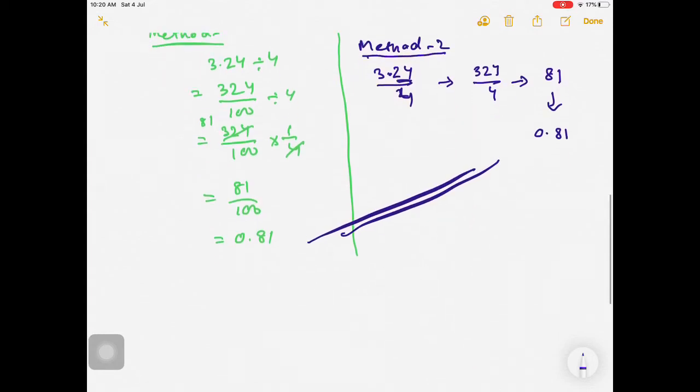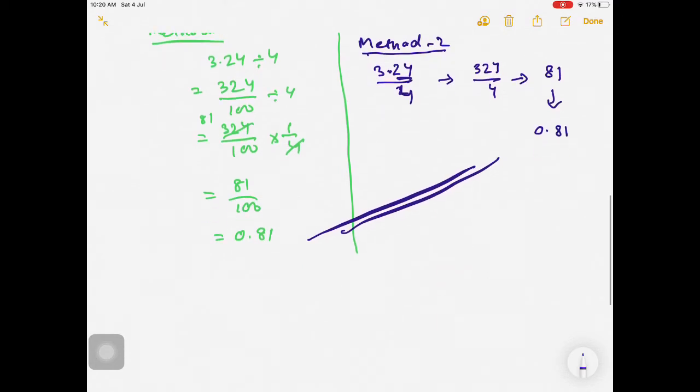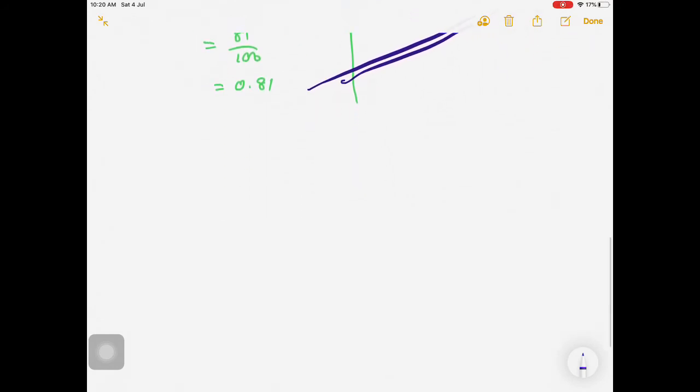Okay. So we have two methods. In one method, we can convert the decimal to a fraction and divide as if we are doing the division of fractions. And in method 2, we think of it as a whole number, then we divide. After that, again we put the decimals. Okay. Now let us take one more example.